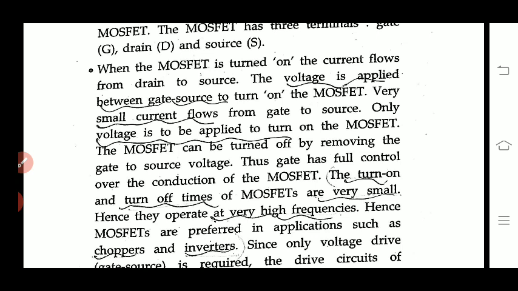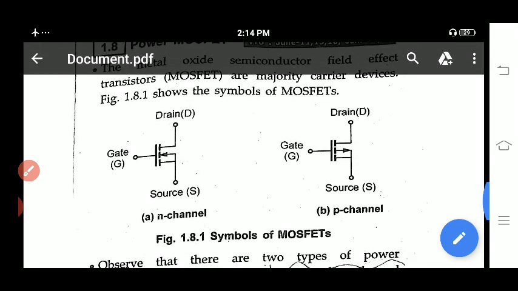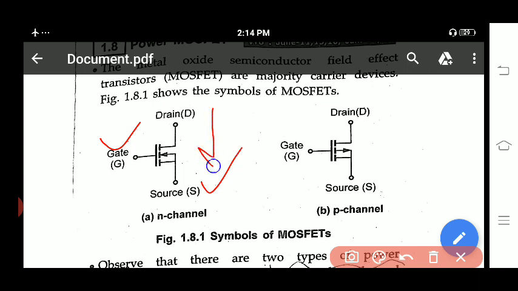Also here you can observe that when the MOSFET is turned on, current flows from drain to source. Voltage is applied between gate and source to turn it on. If you want to turn this on, you have to apply voltage between the gate and source terminals. When you apply voltage between gate and source, it turns on, and then current starts to flow from drain to source terminal.